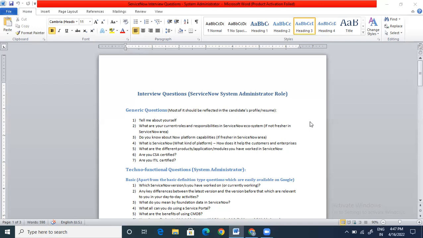For example, if you are applying for a ServiceNow system administrator role, you can talk about all those basic capabilities and features: configuring forms, configuring lists, branding, sorting, filtering, notifications, data schema, CMDB, service portal, request system, whatever you have worked upon. Portal, you can talk about a little bit in terms of what kind of things you do.